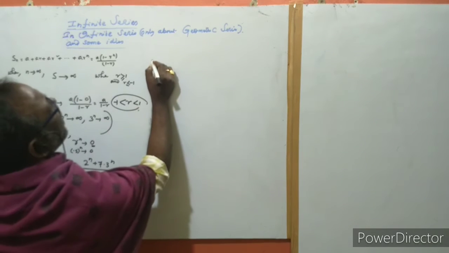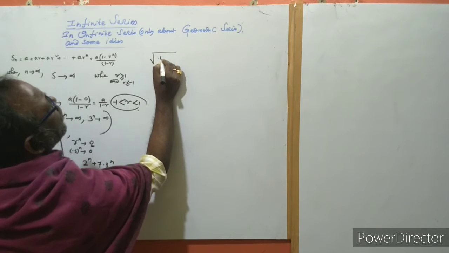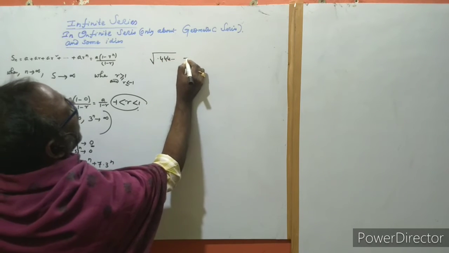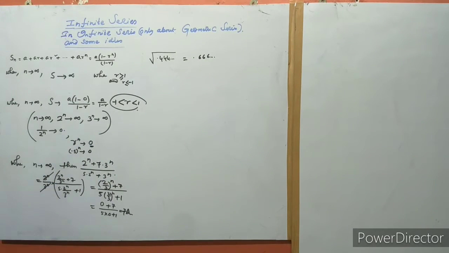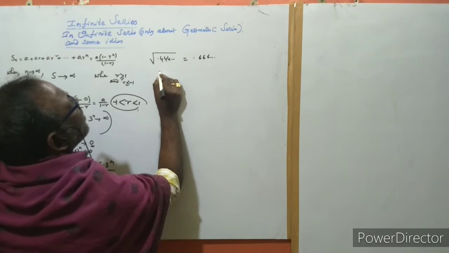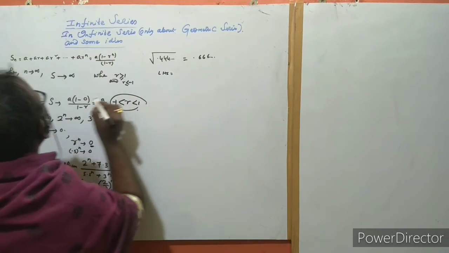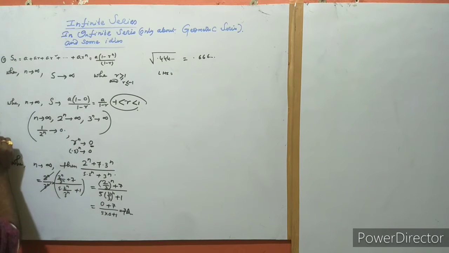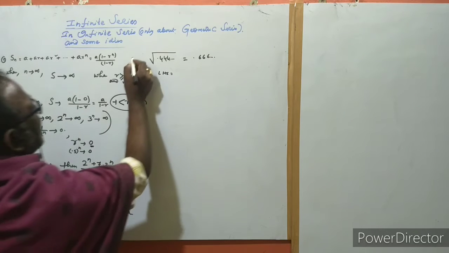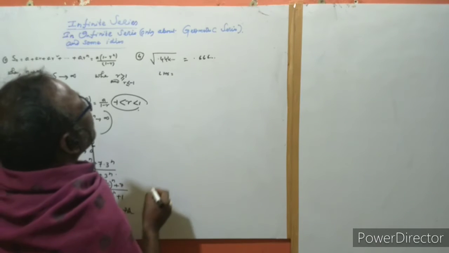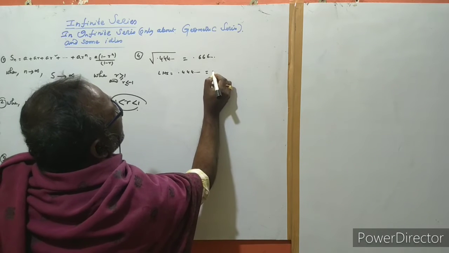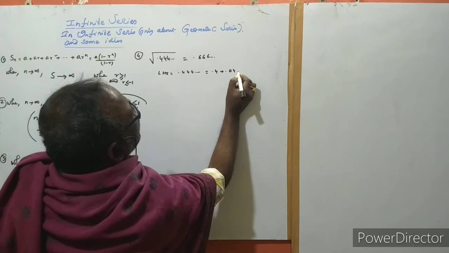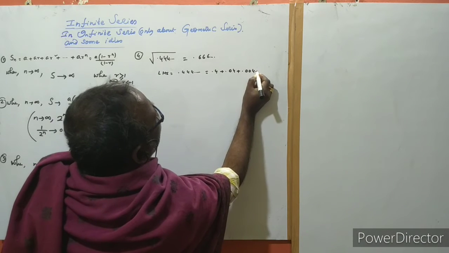Another point lies here: root over 0.444 dot dot dot, and this is equal to 0.666. For the left hand side we can write the 4 4 4 dot dot dot as 0.4 plus 0.04 plus 0.004.